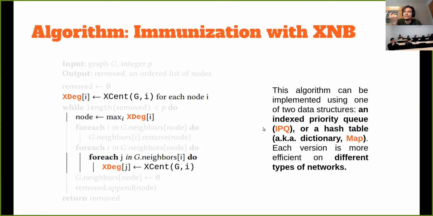However, if you use something different, something called an indexed priority queue or an IPQ, taking the maximum out of an IPQ takes logarithmic time, so it's faster than the map. But updating the IPQ also takes logarithmic time, so it's slower than the map. So whether you use the IPQ or the map is going to depend on the relative number of times that you're taking the maximum versus updating.